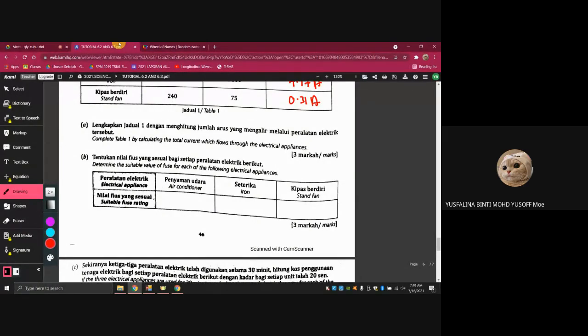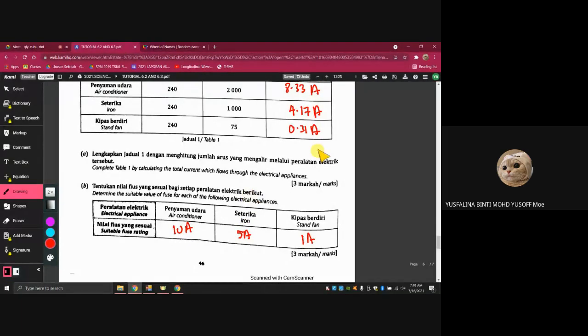All right, 8.33 correct, 10 ampere. You have to choose higher than the current flows. You cannot choose 8 ampere or 5 ampere, because if the current flows more than 5 ampere, the thin wire inside the fuse will melt, then it will cut off the electricity, right? So the iron is 5 ampere. Yes, very good. And the stand fan is 1 ampere. So for the fuse, please remember you have to choose higher than the current flow. If not, the fuse will melt.